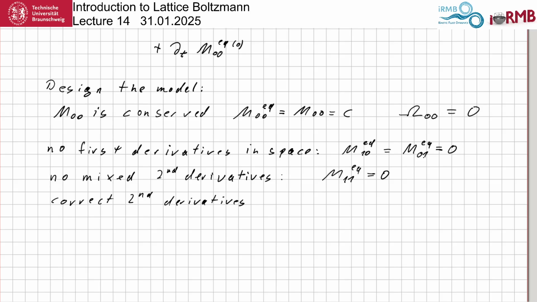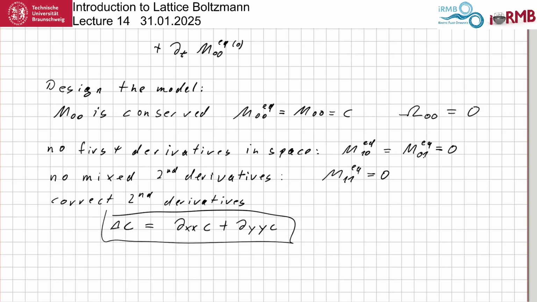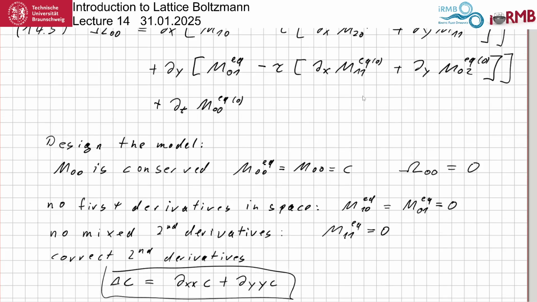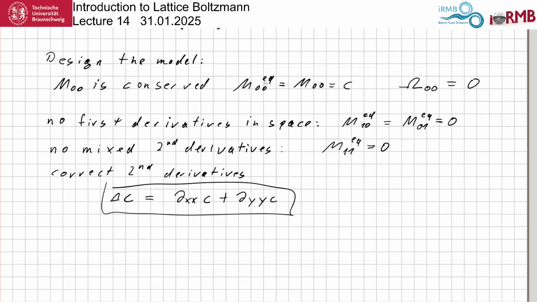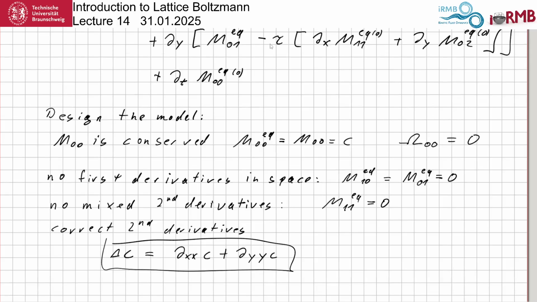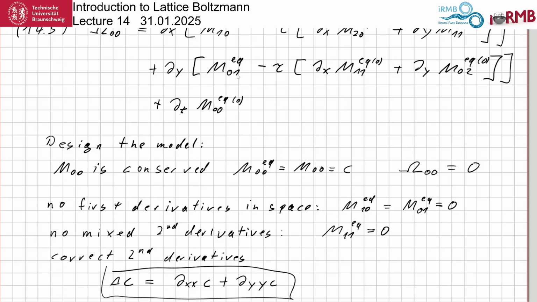So I remind you, in the equation we have the Laplace operator on C, which is dxx C plus dyy C. So this is the stuff that we want to have. And now you see we get dx on M20, and we get dy, and there's a factor in front of it, yes, also with tau, of course, on M02.